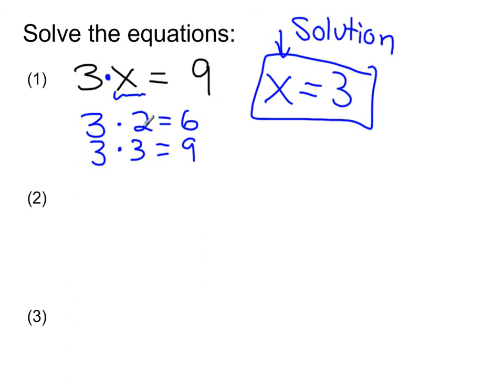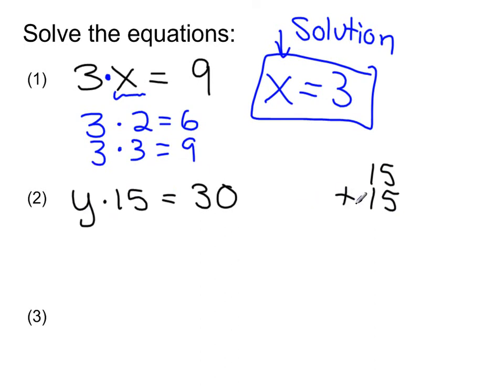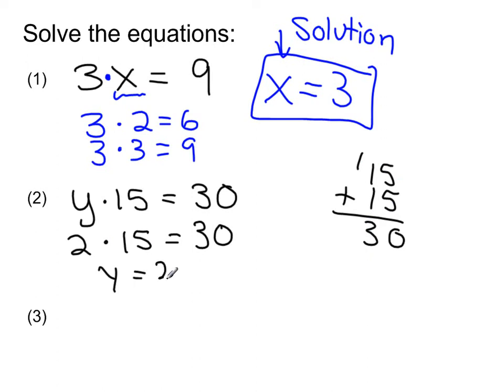So let's do another one. Let's say we got y times 15 equals 30. So what times 15 gets me 30? And you might already got it at the tip of your tongue. If I don't know, I can always try adding, right? 15 is not 30, so I know it's not 1. 15 plus 15, let's see, 5 plus 5 is 10. Oh, look at that. Well, that's repeated addition. I have 2 sets of 15, so that means 2 times 15 is 30. So y must equal 2.